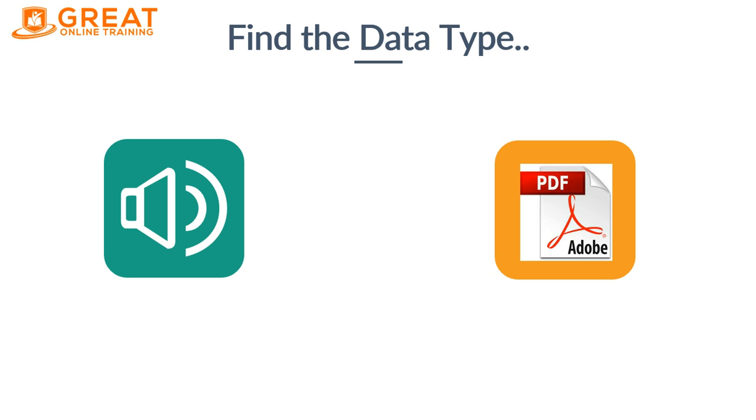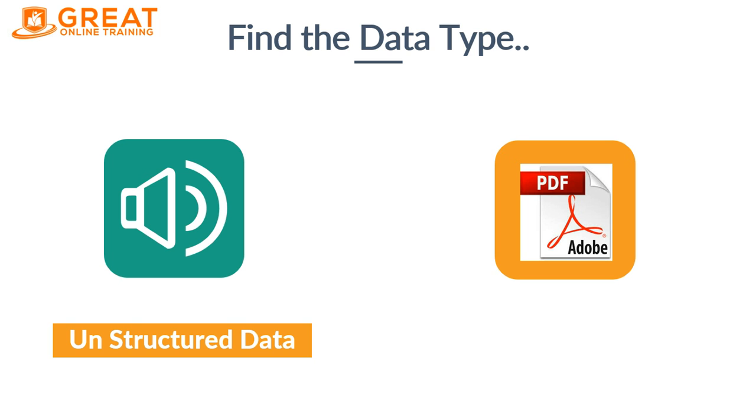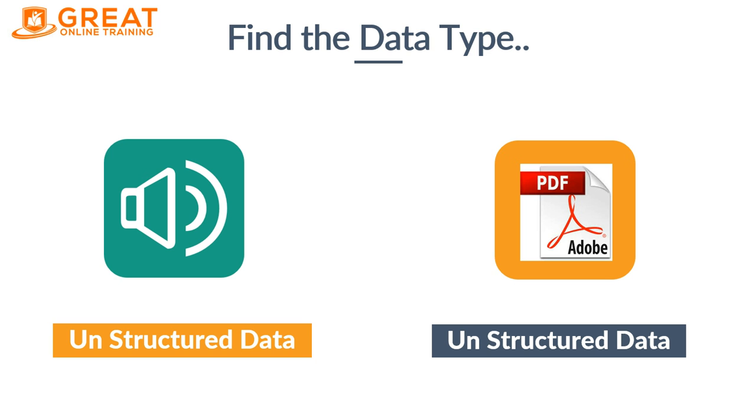The next one, audio files, like MP3 or different audio files. If we want to store this audio data, which type of data is it? Yes, it is unstructured data. We can't store this audio data in our relational database. And the last one is PDF. PDF format data is what? Text data, and text data again will be considered as unstructured data. So these are some of the examples. Hope you are clear about the different varieties of data and which can be considered big data and which cannot be.